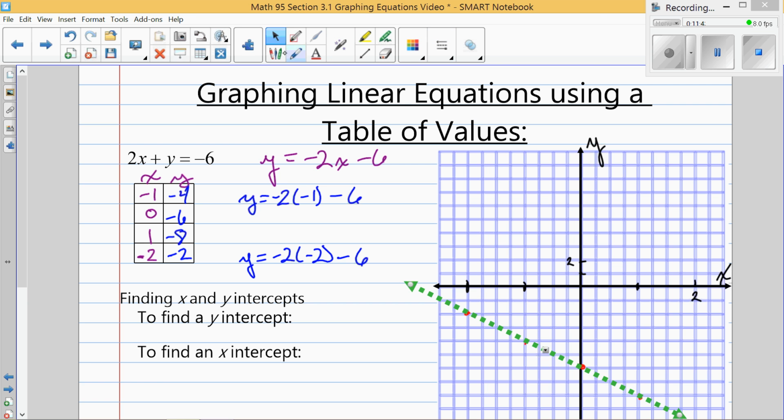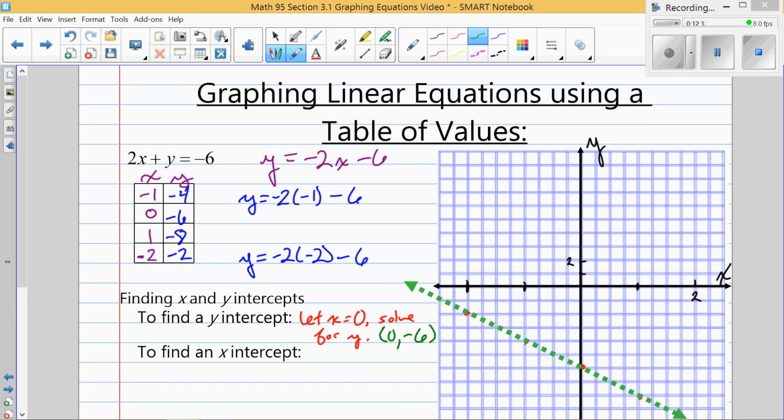We would like to do something called finding x and y intercepts. First I'm going to tell you how we do that. To find a y-intercept, we're going to let x be 0 and solve for y. Now, we've already done that. This right here is our y-intercept. I'm going to go ahead and write that down: 0, -6. And that corresponds to this point down here. When x is 0, y is -1, 2, 3, 4, 5, 6. It's just as we expected.